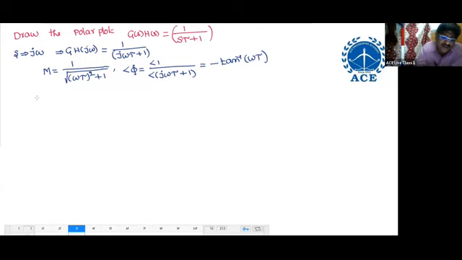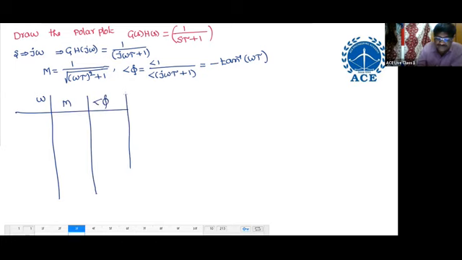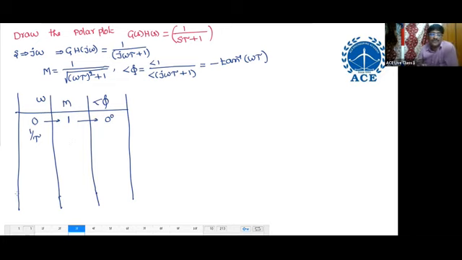Draw the tabular form: omega, magnitude, phase. Omega 0. What is the magnitude? 1. What is the phase angle? 0 degrees. Omega 1 by tau. To get this tau cancelled, I took omega 1 by tau, so that you'll get the numerical magnitude. Otherwise, you'll get the magnitude in terms of tau. So omega 1 by tau, what is the magnitude? 0.707. Angle is minus 45 degrees.